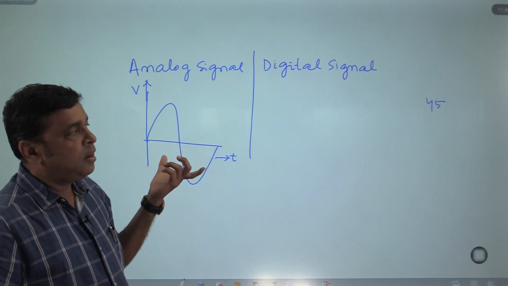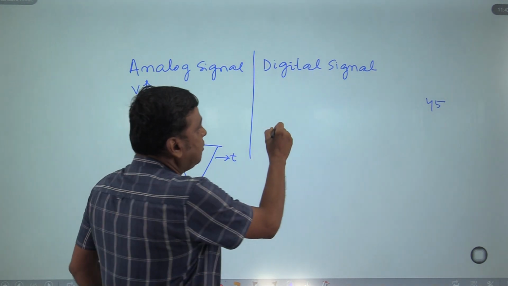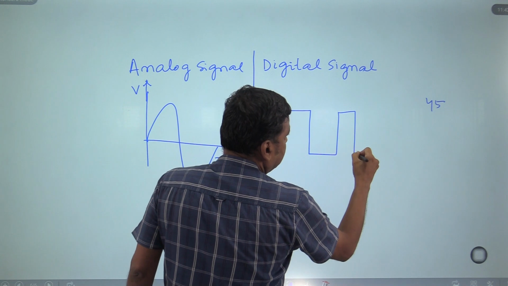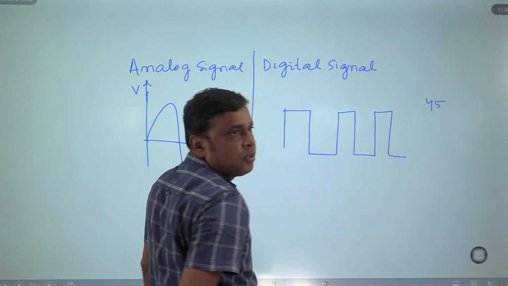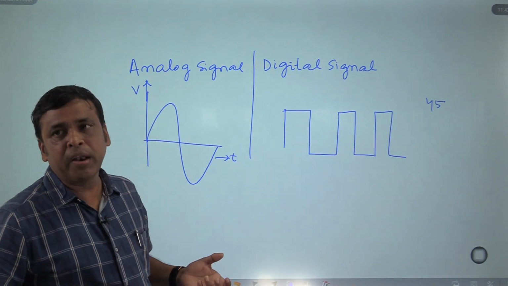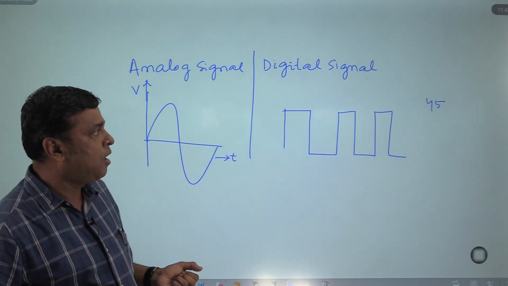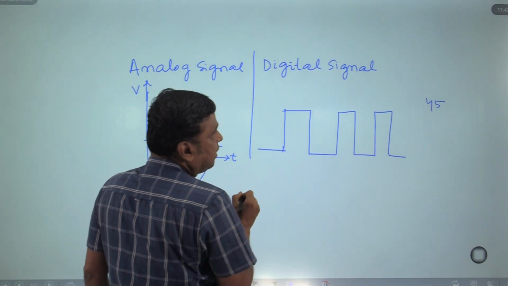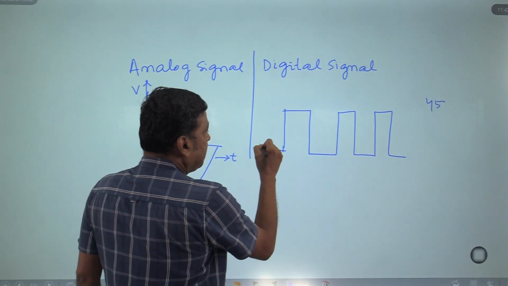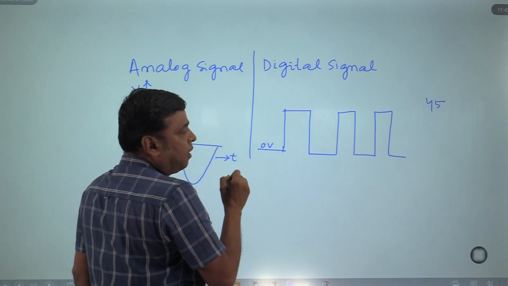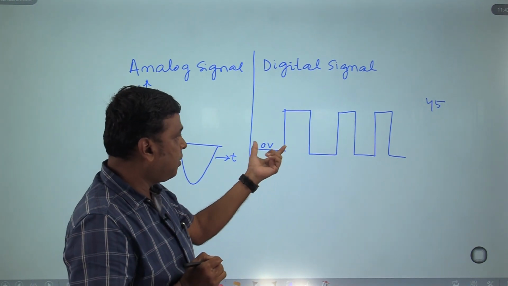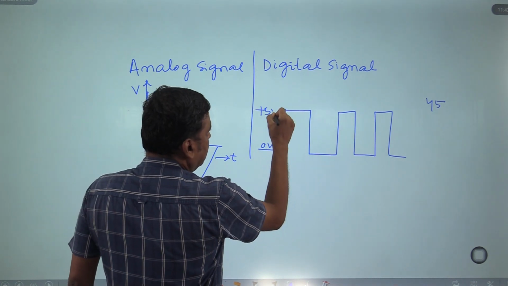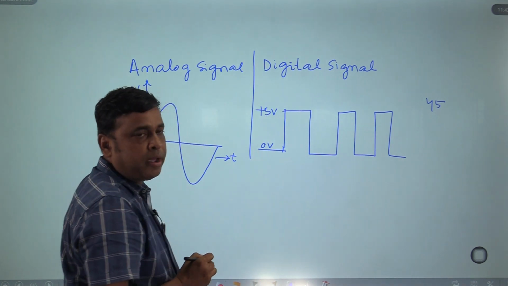What do you mean by digital signal? Digital signal is nothing but a discrete type of signal. In digital electronics, that is your 1 and 0, binary language or machine language. In a digital signal, physically you will find there are two levels: one is the 0 level, low level, which we mark as 0 volt, and the high level, which is plus 5 volt. Plus 5 volt we can represent as binary 1.